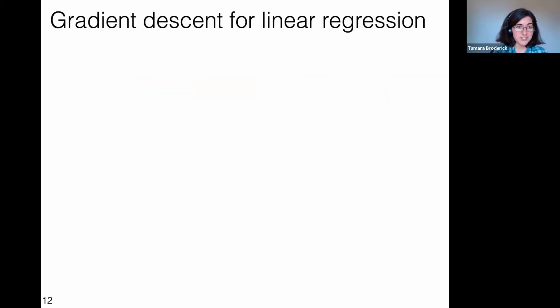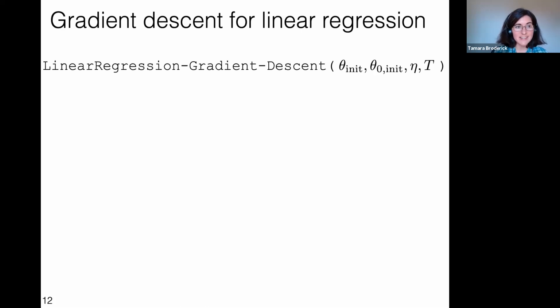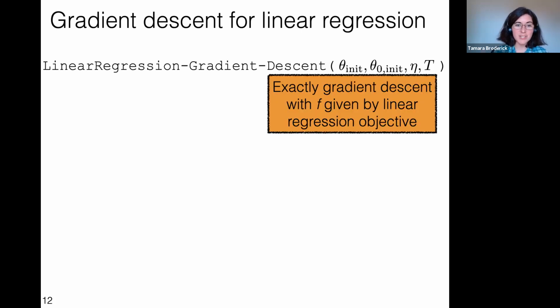I'm not going to spend too much time on this. It's really, in some sense, formulaic at this point. You want to take your gradient descent algorithm and just apply it to our objective, either our linear regression objective or our ridge regression objective. As usual, it's going to take some initialization, some step size parameter, and some kind of ending parameter. Here, let's just say it's a number of steps t.